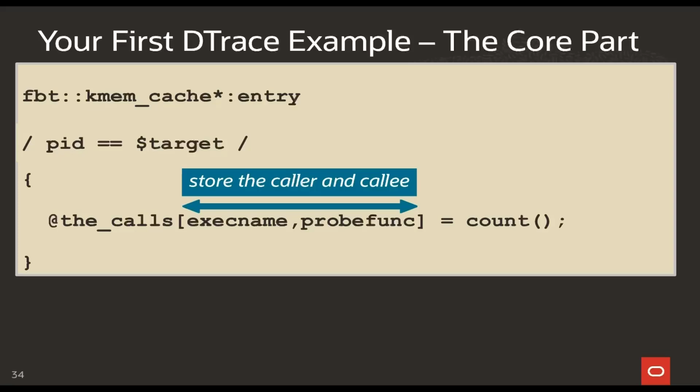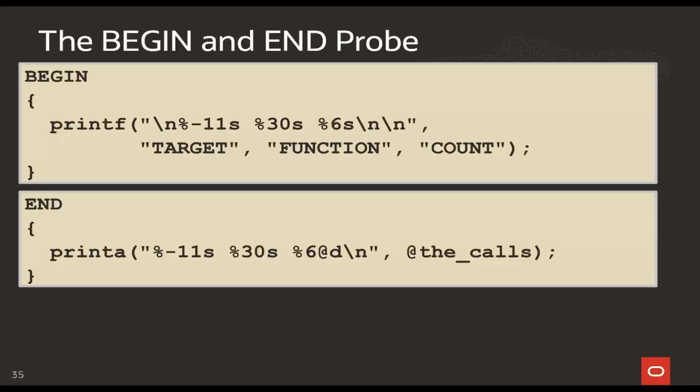Probe func is the function that actually caused the probe to fire. So that's one of those kmem underscore cache functions. In that way, I capture the behavior. I store everything in that structure called D_calls, including the count and the probe func, and in this case also the exact name. This is quite a common thing you'll see in DTrace programs, by the way. We got our main probe defined.